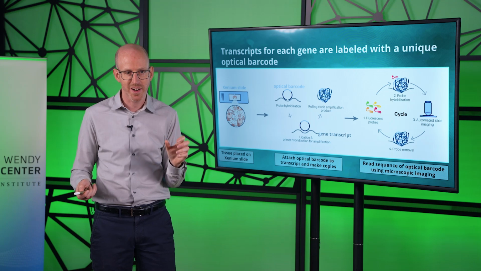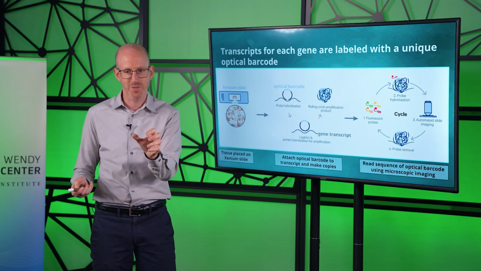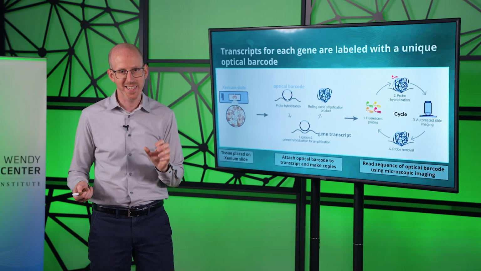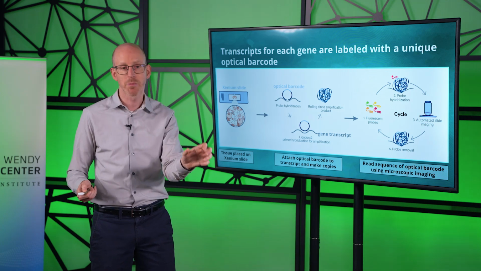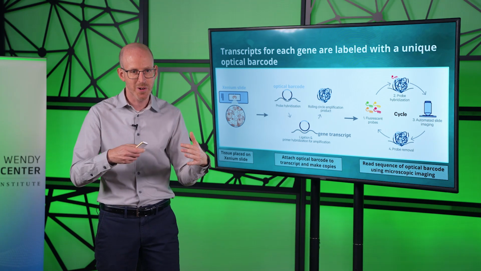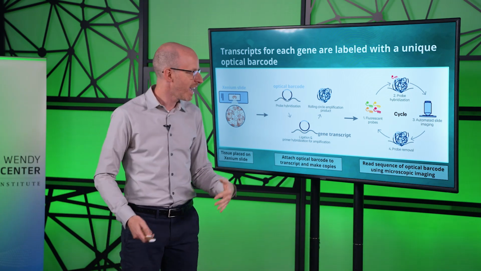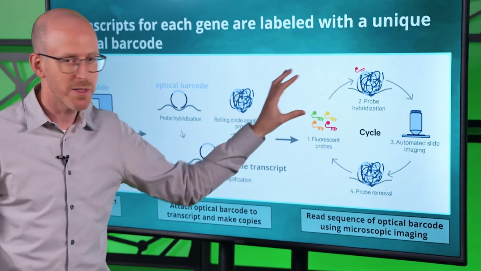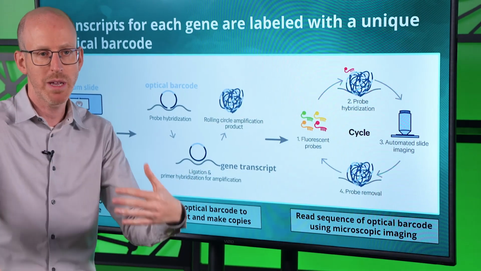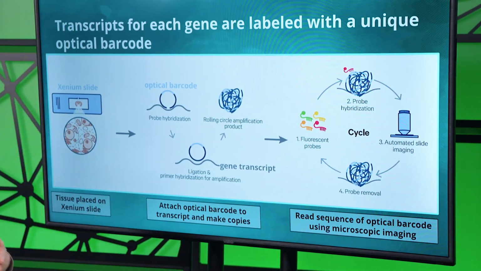So you might go to a restaurant and you scan a QR code and it's for the McDonald's menu. And then you go to another restaurant and you scan the QR code and it's for the Burger King menu. So those are two different QR codes that link to two different menus. In the same way, we're going to be reading out these optical barcodes and they are going to be linking to different genes that are being expressed inside that cell.